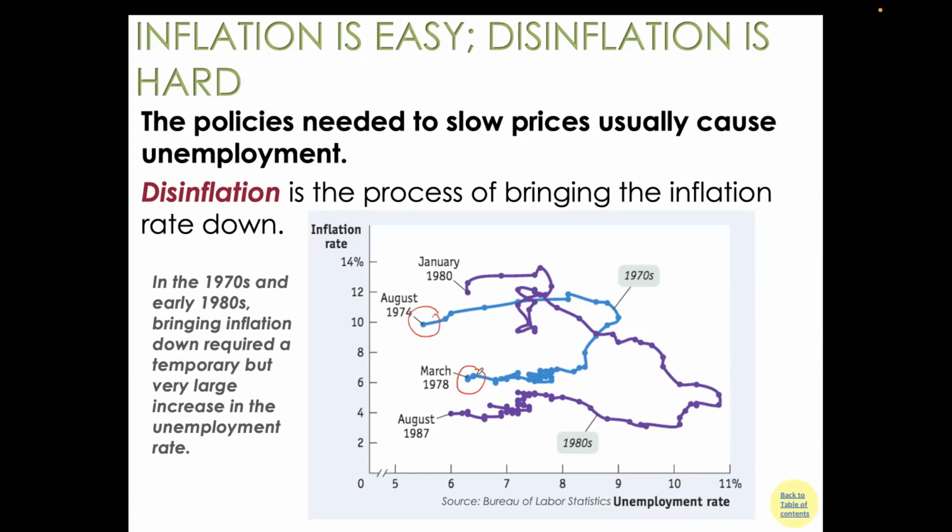If you compare these two dots, we achieved something, right? Inflation declined from 10% to 6%. But what was the cost we paid? Look at this history. Unemployment rate increased a lot, right? In this case, it increased from 5.4% to 9%. This is a cost.